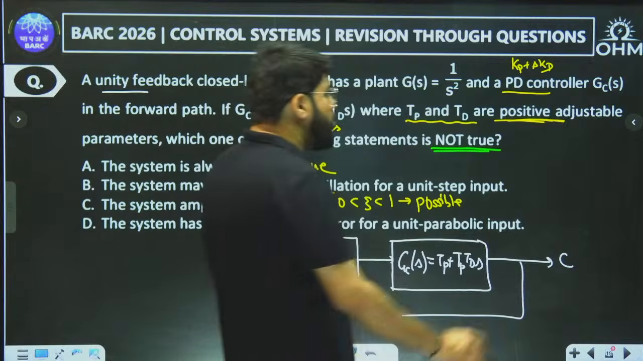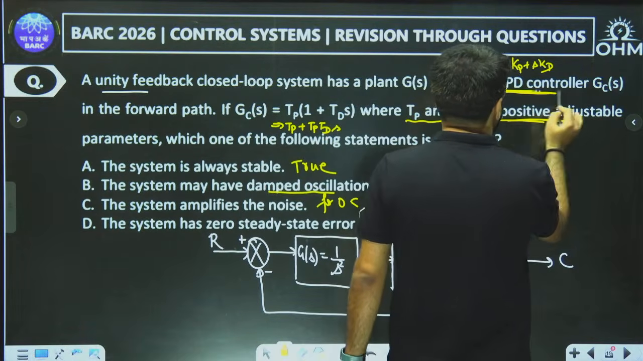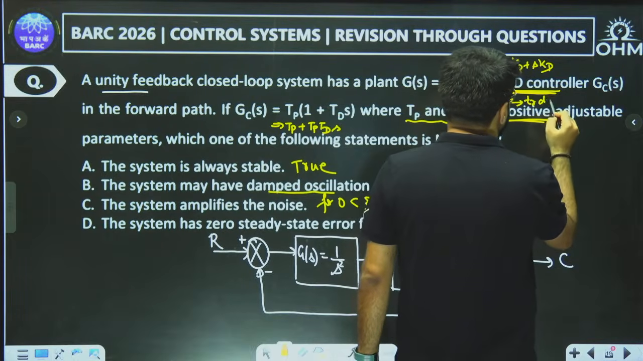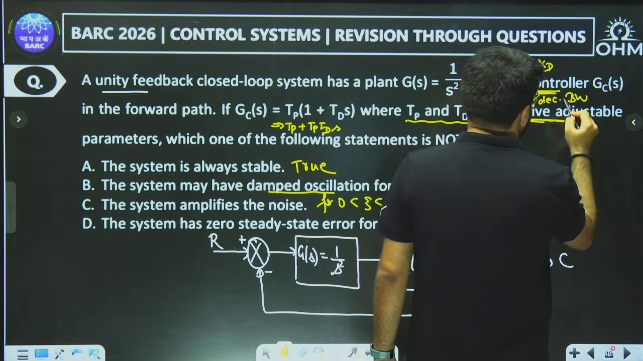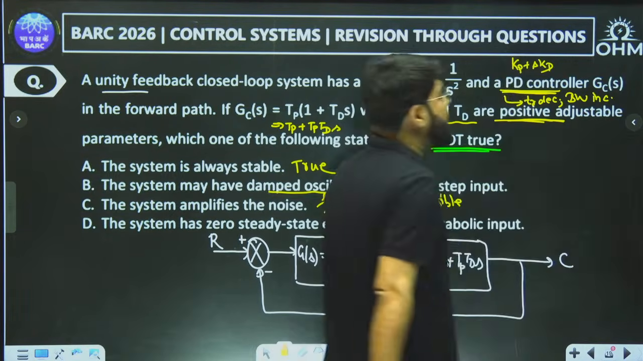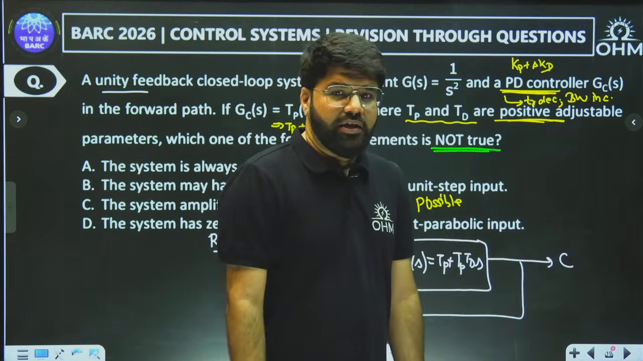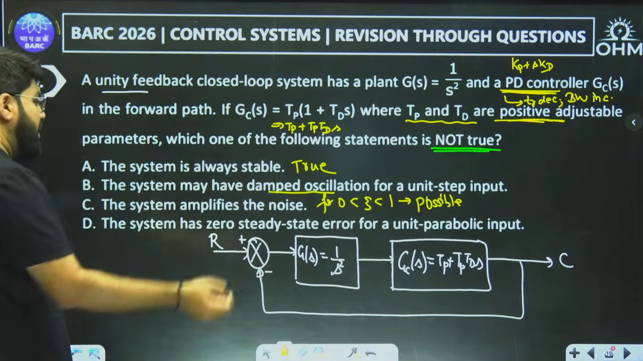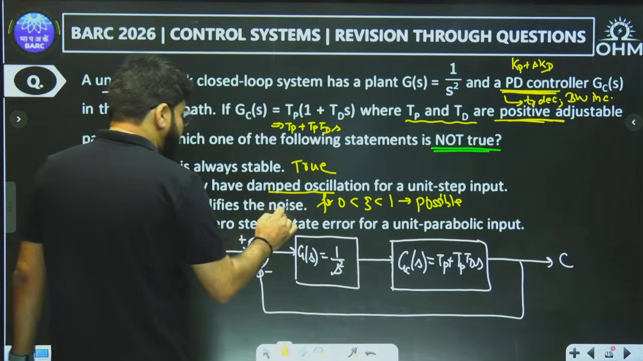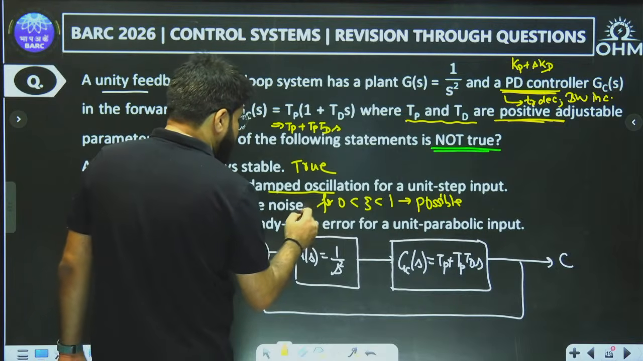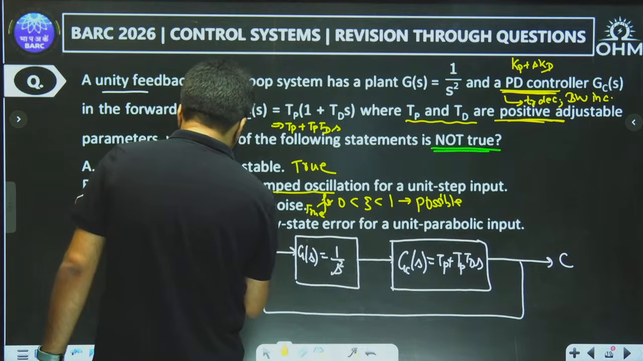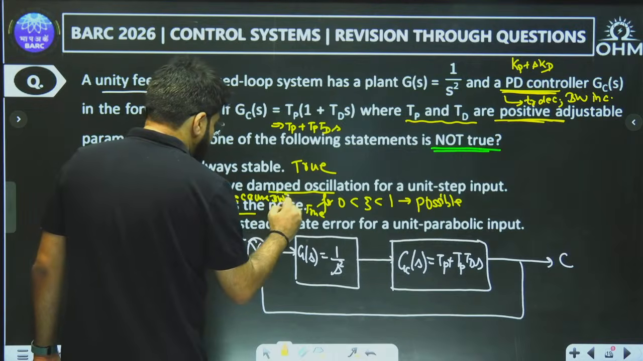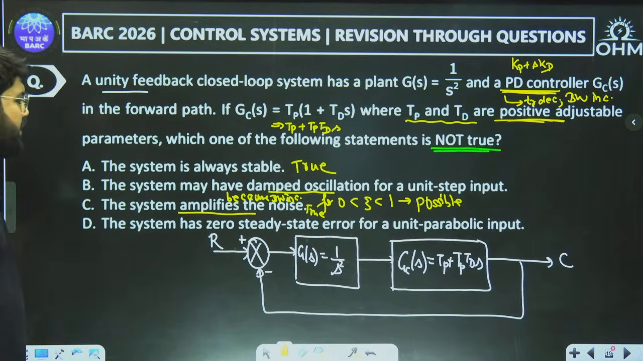The system amplifies the noise. Now, one of the very important effects of a PD controller is that it reduces the rise time, increasing the bandwidth. Rise time decreases and bandwidth increases, and whenever the bandwidth of a system increases, it will allow more noise, because noise is a high frequency term. Bandwidth increasing means it is allowing more of the high frequency terms. So it amplifies the noise is also a true thing, because bandwidth increases.